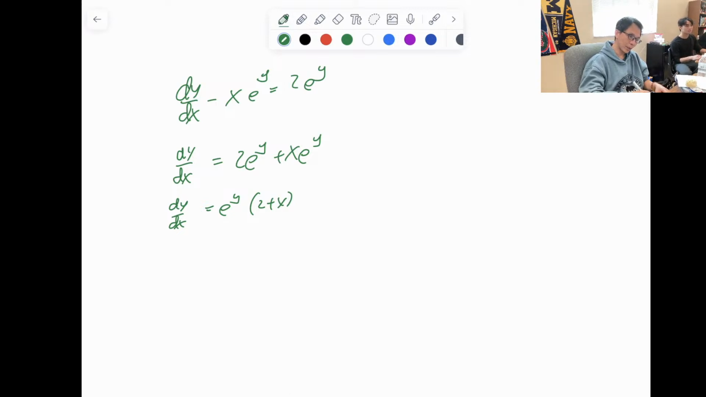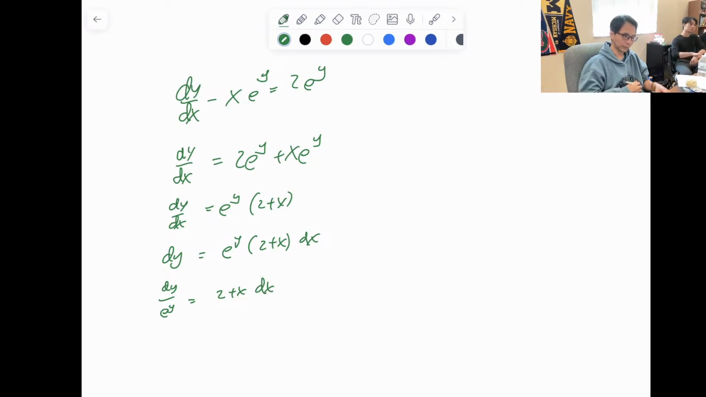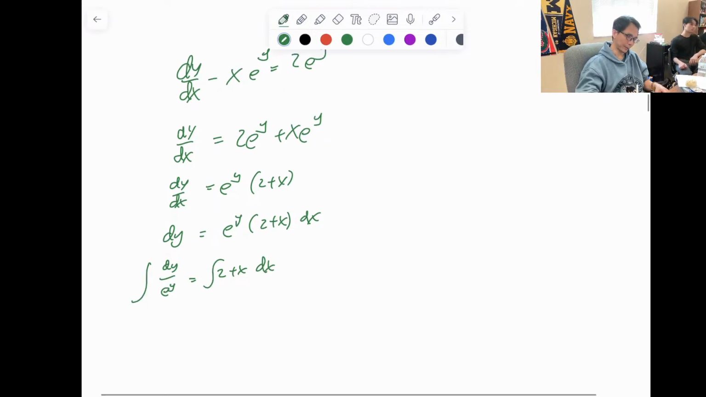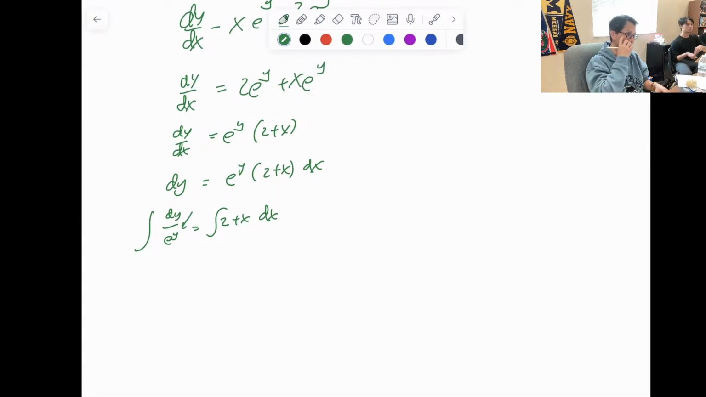Oh, look, that's fine. Now I can do dx to both sides, and then dy over e to the y is equal to 2 plus x dx. Integrate both sides. Now, you can't really integrate by using u equal to e to the y. The reason is that du is e to the y. So then you say, okay, well, that's e to the negative y dy, equal to 2 plus x dx. Integrate both sides. Now, this is u substitution, actually.